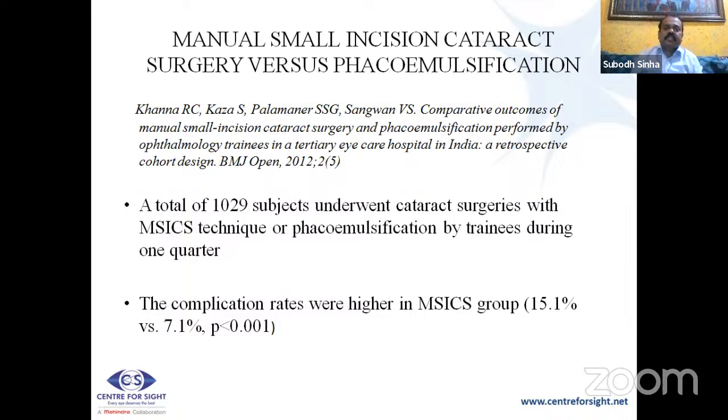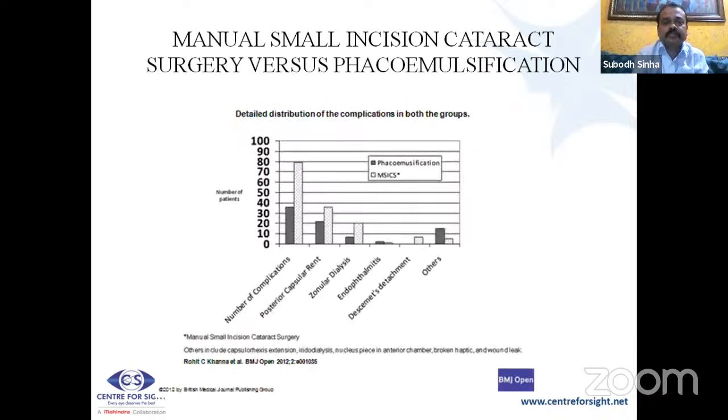This was done in a tertiary hospital on ophthalmic trainees, and they found that the complication rate of manual small incision cataract surgery was higher compared to phaco. This shows that there is definitely a learning curve with this technique, and particularly for the beginner, you have to be very methodical in your approach.